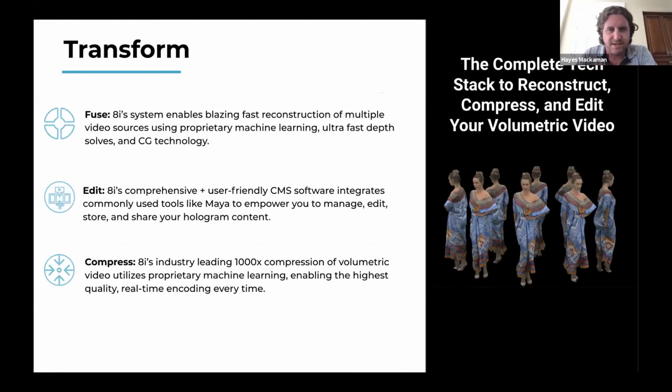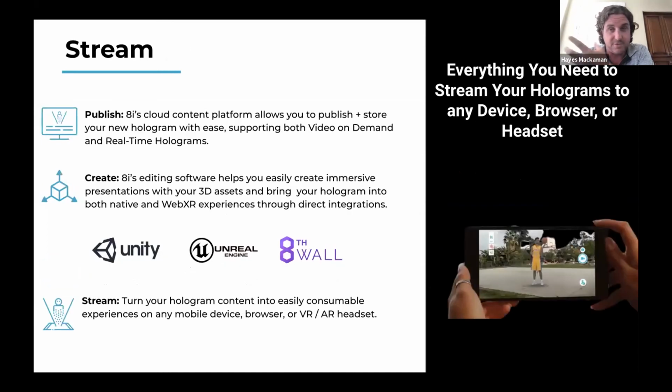Of course, you can edit this content afterwards. Now you've taken in all these camera views, you have this large asset, and you have to be able to compress it. So we compress data at a 1000x ratio so that you can actually play it somewhere. It's not just a huge file sitting nowhere. It actually goes to a device so somebody can view it. Of course, that allows you to stream. So we have a publishing platform as well as a creation platform where you can create experiences in Unity and Unreal.